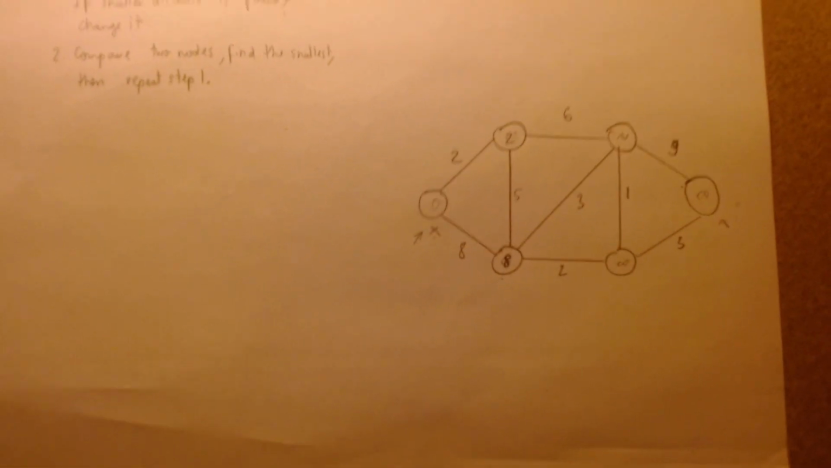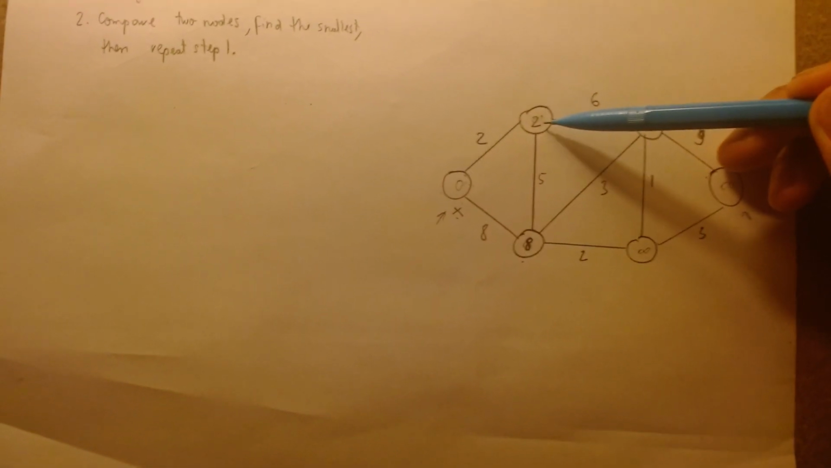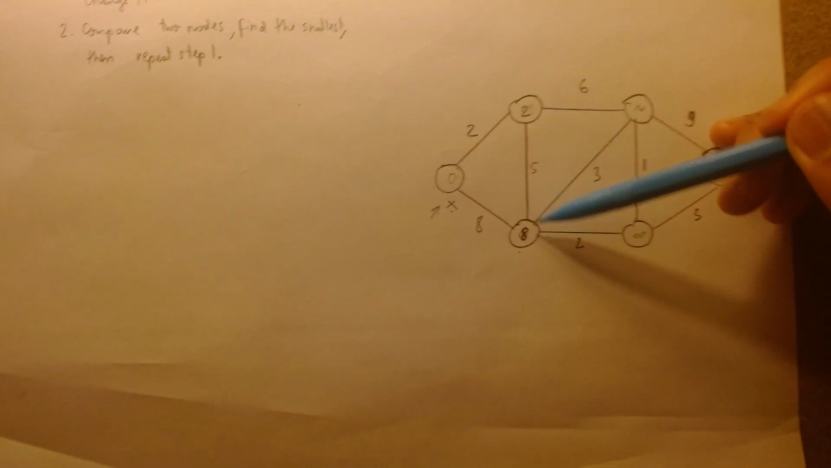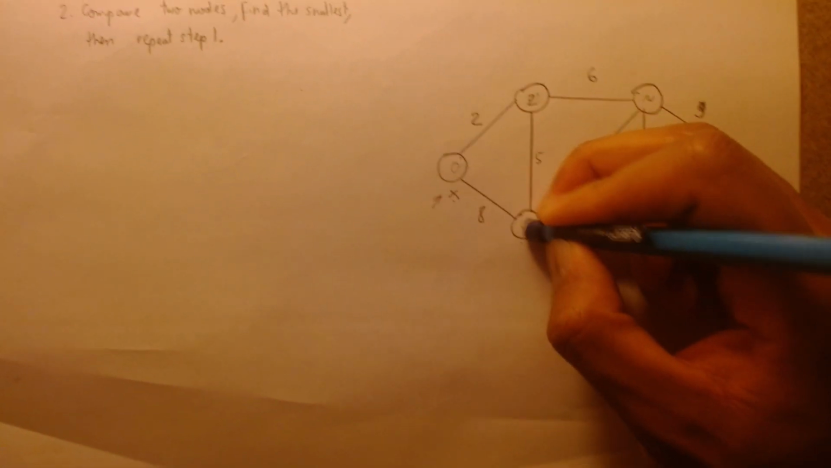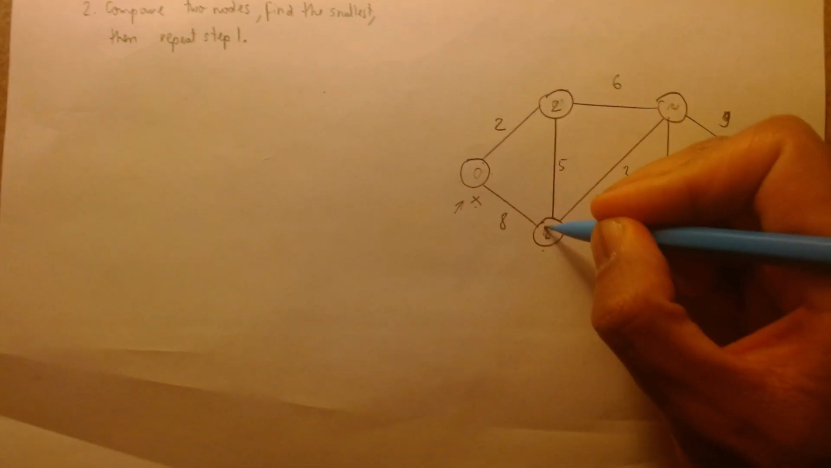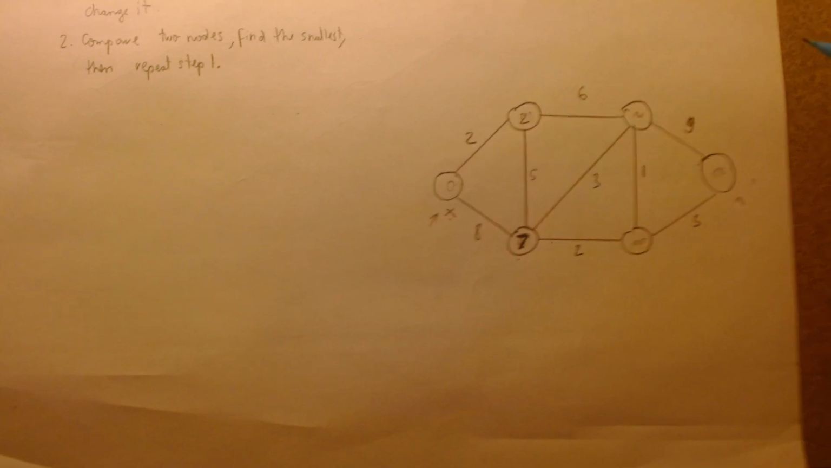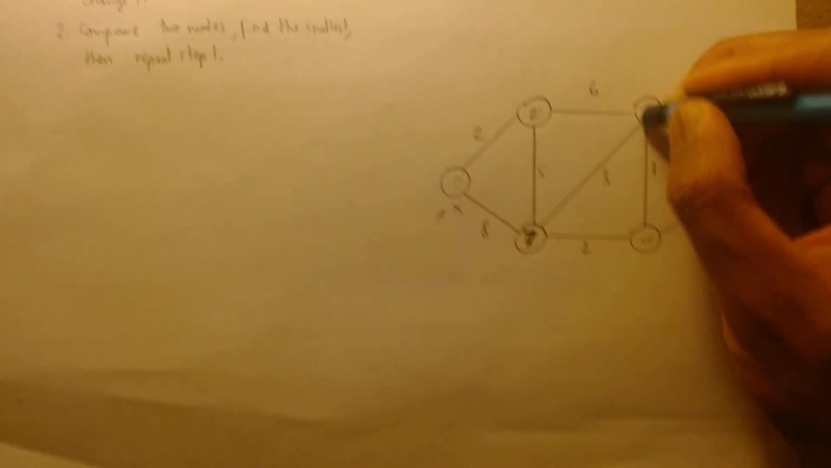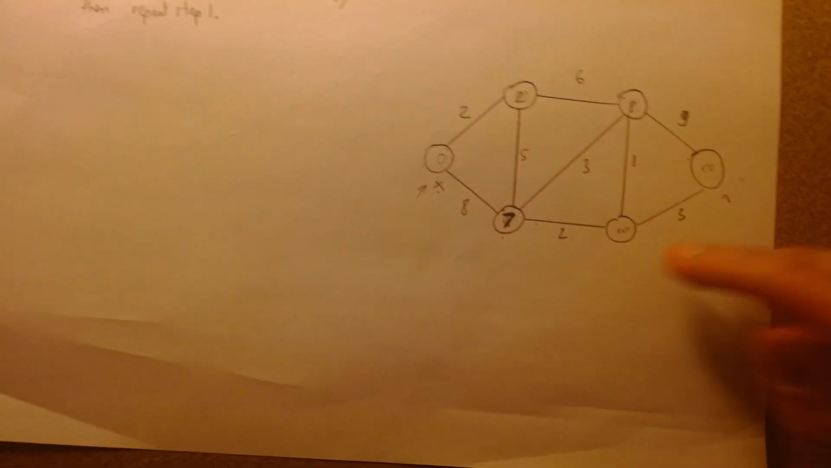And then we're going to compare the values of these two nodes. 2 is smaller than 8, so we're going to start with 2 first. Because 2 plus 5 is 7 and 7 is smaller than 8, we're going to change this to 7. And then 2 plus 6 is 8, so 8 is smaller than infinity. We're going to change this to 8. And we're done with this node.